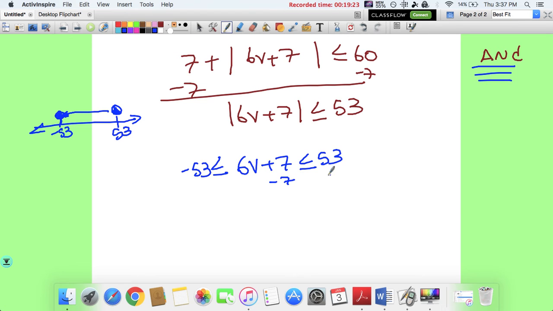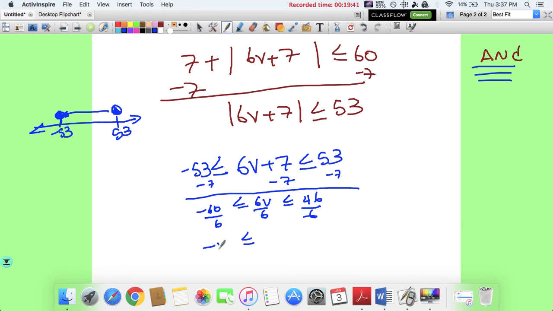Minus 7, minus 7, minus 7. So I'm going to get negative 60, less or equal to 6v, less or equal to 46, since 53 minus 7 is 46. Divide by 6 now. Divide everybody by 6. So I get negative 10, v, sorry. And 46 over 6, it's 7 and 4/6, or 2/3.